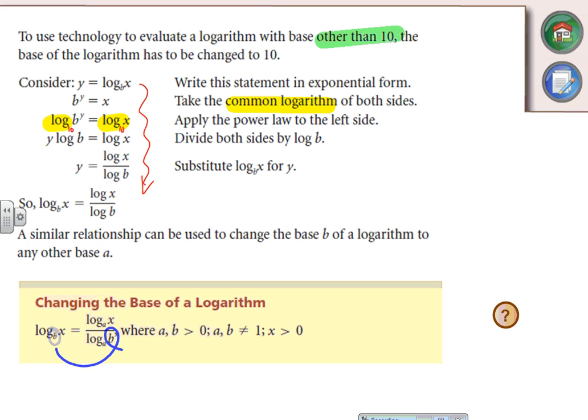So how are we going to remember which one goes where? Well, that b is slightly lower, so it's going to go to the bottom, to the denominator. The x is higher than the b, so it's going to go to the numerator.